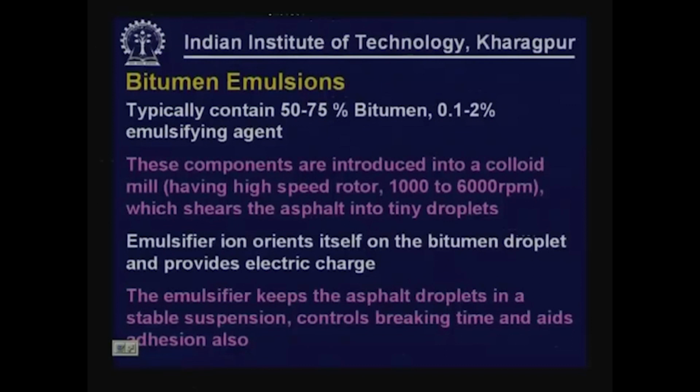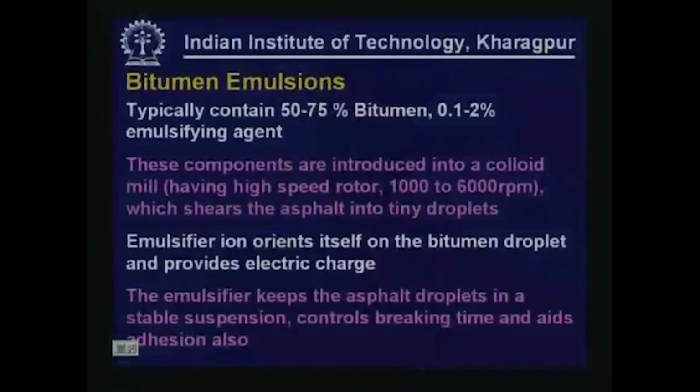themselves onto the bitumen droplet and then provide the bitumen droplets an electrical charge. It can be a positive charge or a negative charge depending on the emulsifier that we use. So, the bitumen globules get some electric charge because of the emulsifier, and that is what keeps them in suspension. So, the emulsifier keeps the asphalt droplets in a stable suspension.